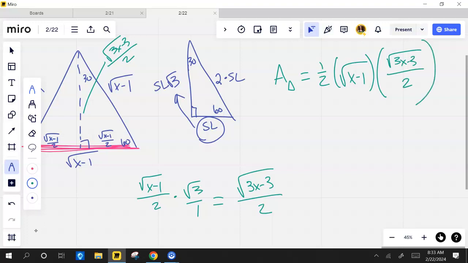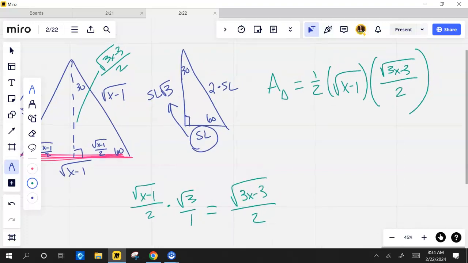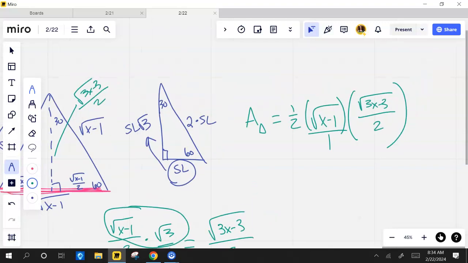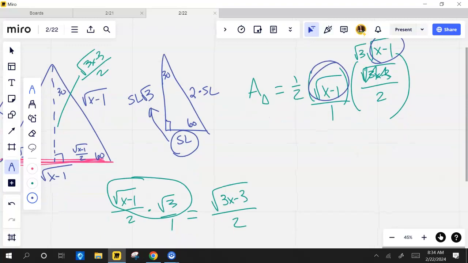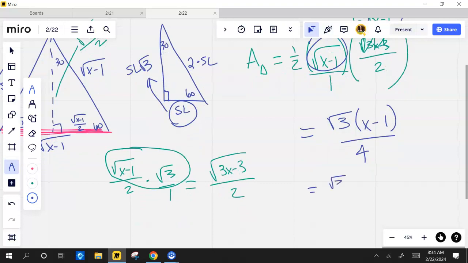Maybe I should have left it. Looking at this now, top times top, bottom times bottom, right? If I go backwards to what this originally was, it makes my problem a little bit easier, because I'm multiplying the same thing, right? So I got square root of 3 times x minus 1 over 4. Does that make sense? Or square root of 3 over 4.